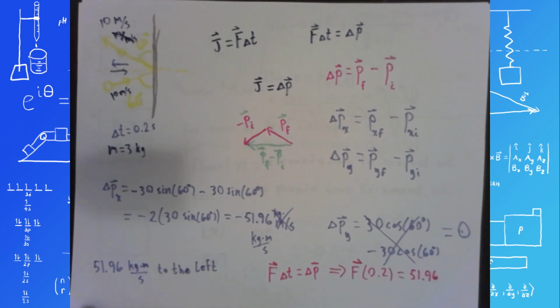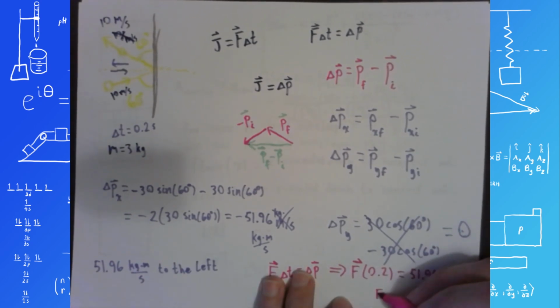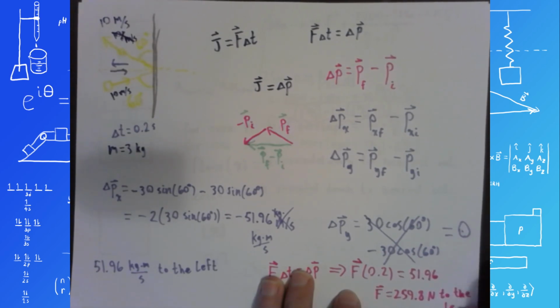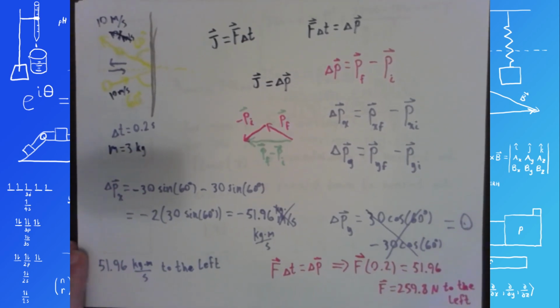And then if you divide by 0.2, 51.96 divided by 0.2 gives me 259.8. So the force is 259.8 newtons to the left. To the left. And is that visible? Not quite. There we go.